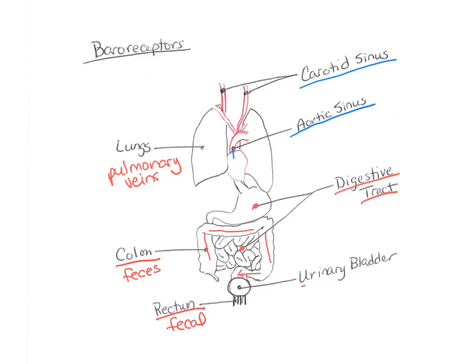There are also baroreceptors in the urinary bladder. The urinary bladder stores urine. So when the urinary bladder is full of urine, the baroreceptors are triggered, and that tells your brain that it's time for you to go urinate.